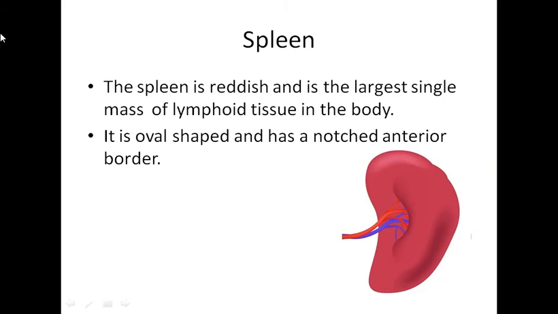When we look at it grossly, means when we look at it with the naked eye, we can appreciate it as a reddish organ, which is considered as the largest lymphoid organ of the body, right? It is normally oval in shape, and the anterior border is a little bit notched. Here in the picture we can see the anterior border, and it is notched, right?